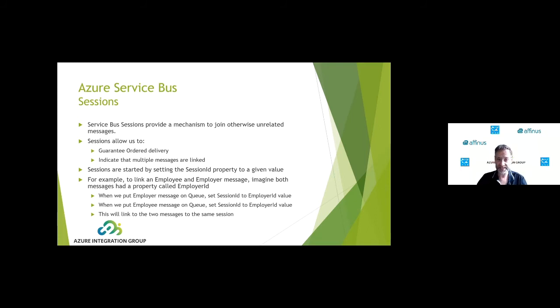They're a property we set on a message. It's known as a session ID, and it indicates to a consumer that we can specify that we want all messages with the same session ID to go to that one consumer. And Service Bus will guarantee that they're delivered to that consumer in order. So if you had to link an employee and an employer message, imagine both messages had a property called employer ID. In this case we're using a queue. You could set the session ID on the employer message to employer ID, and then on the employee message, you set the session ID to the same value, and that will link the messages to the same session.